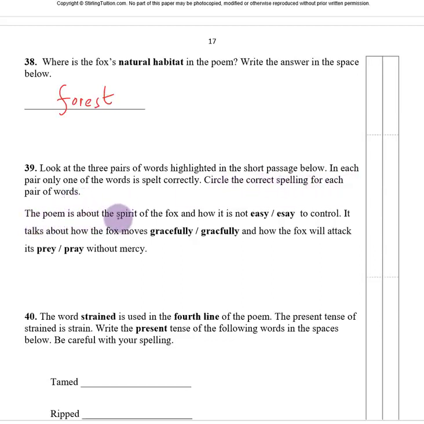So the poem is about the spirit of a fox and how it is not easy. So easy would be spelled that way. So that's one to circle. To control. It talks about how the fox moves gracefully. So gracefully actually needs the E in it and the F-U-L-L-Y. And how the fox will attack its prey. So this is the correct prey in this instance. This is a correct spelling, but not for this actual text.